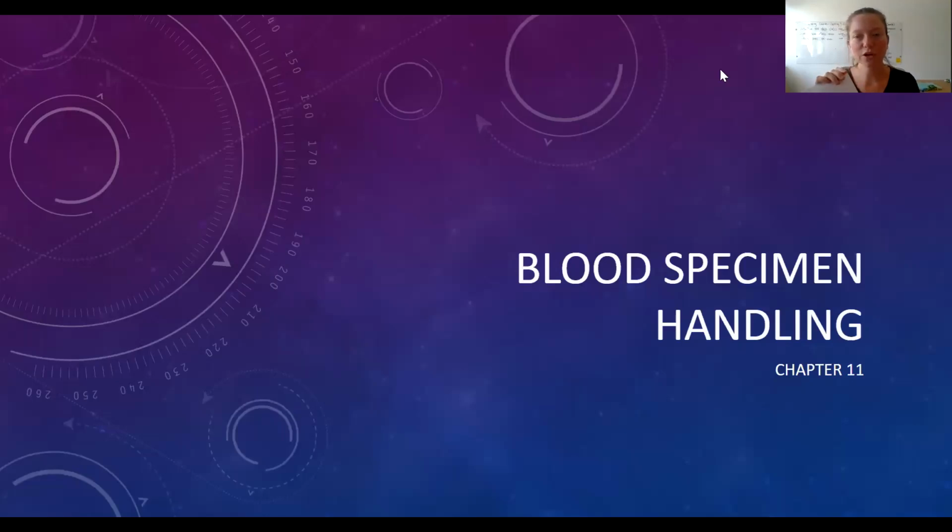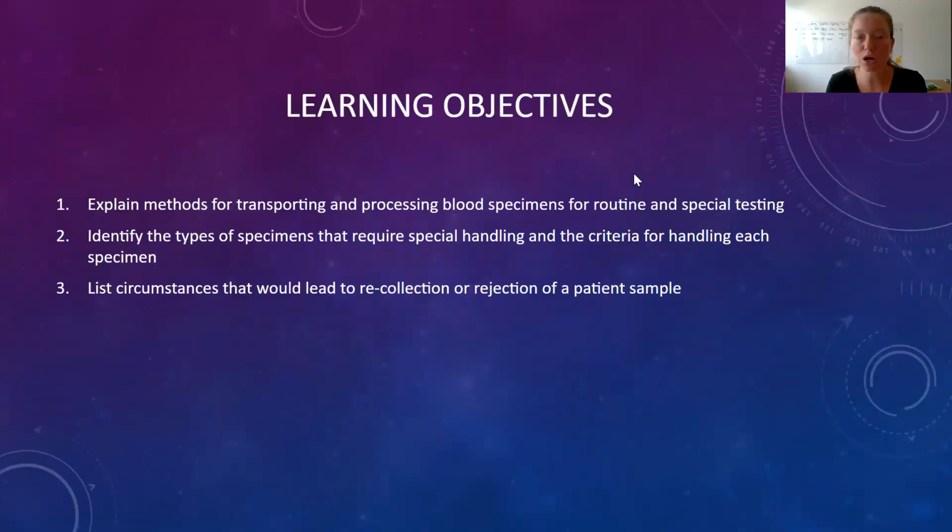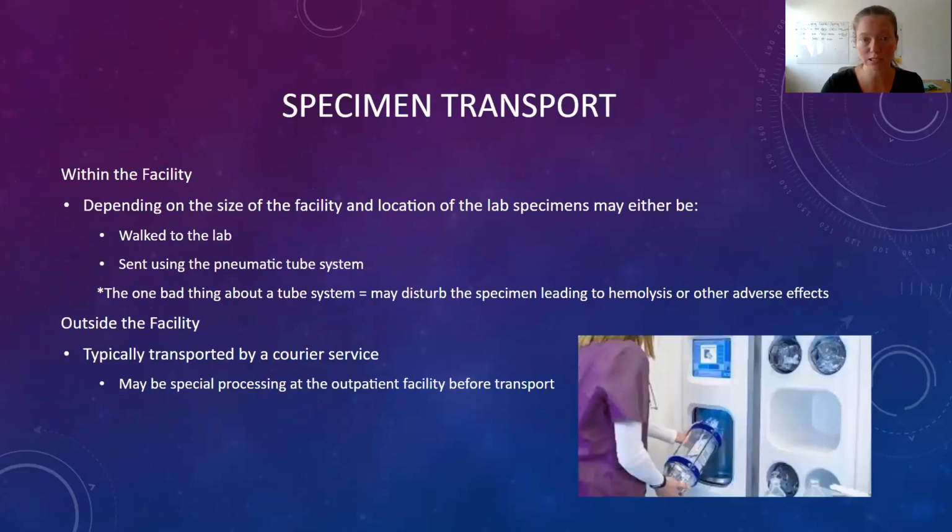All right, hello folks. We're going to talk about blood specimen handling. This is chapter 11. Along with handling of specimens, we're going to talk about special testing procedures, transport of our specimens, and also some reasons why our specimens may be rejected or need to be recollected.